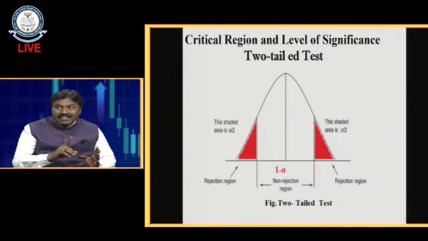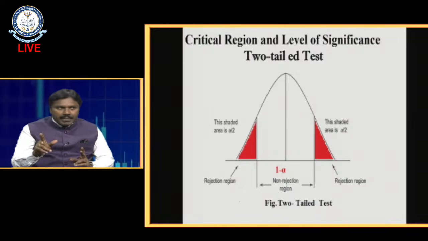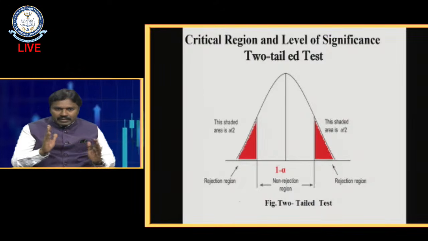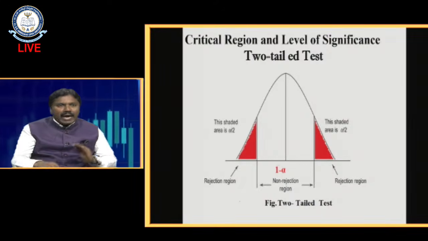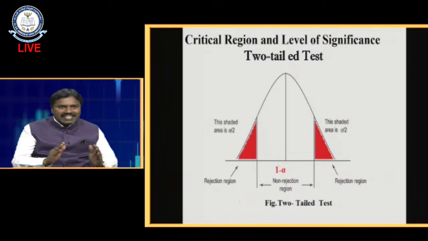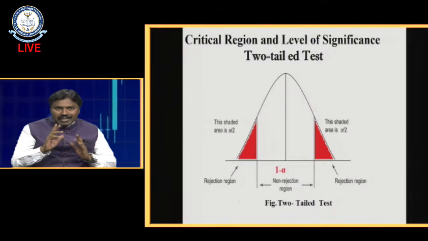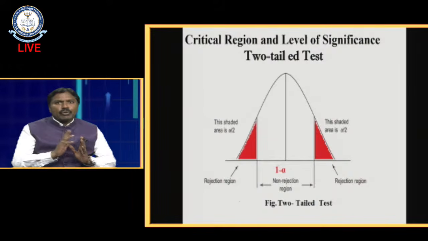That means the acceptance region. So what is the rejection region here? Alpha by 2. Two sides we are going to test. The left side is alpha by 2 and the right side is alpha by 2. These two are rejection regions. So if your test comes under the not equal case, we can apply the two-tail test.